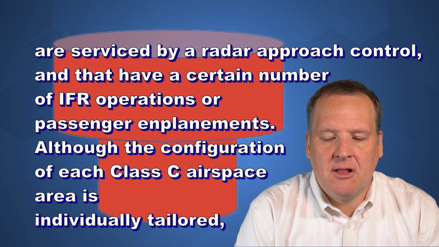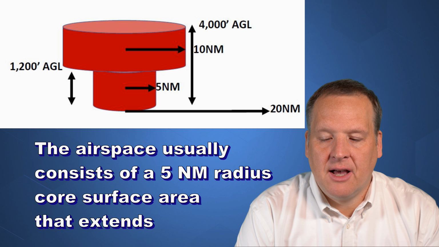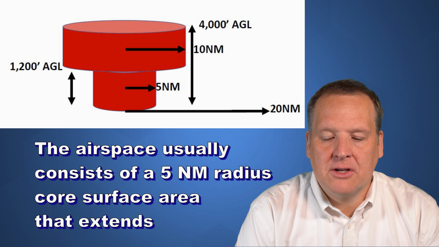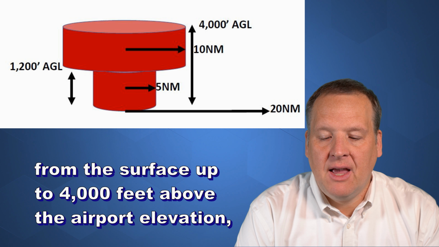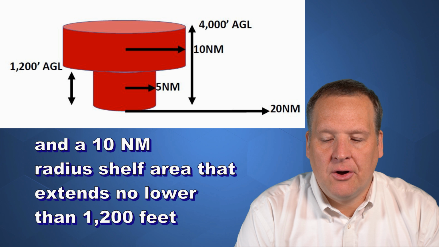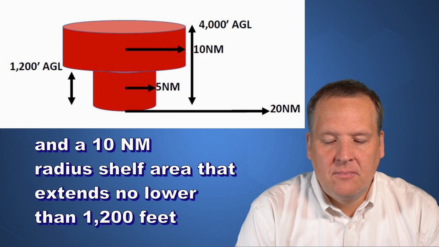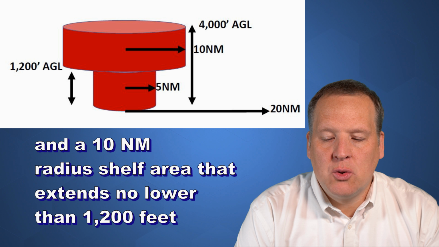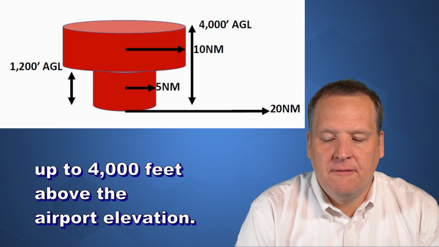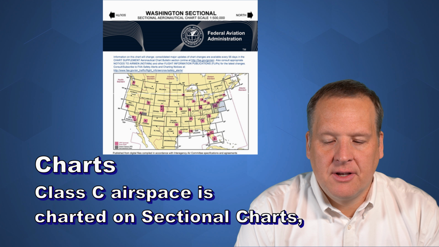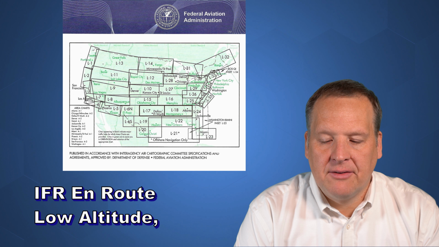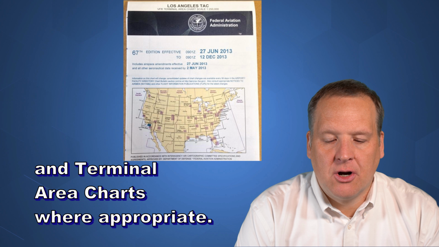Although the configuration of each Class C airspace area is individually tailored, the airspace usually consists of a 5 nautical mile radius core surface area that extends from the surface up to 4,000 feet above the airport elevation, and a 10 nautical mile radius shelf area that extends no lower than 1,200 feet up to 4,000 feet above the airport elevation. Your charts: Class C airspace is charted on sectional charts, IFR en route low altitude, and terminal area charts where appropriate.